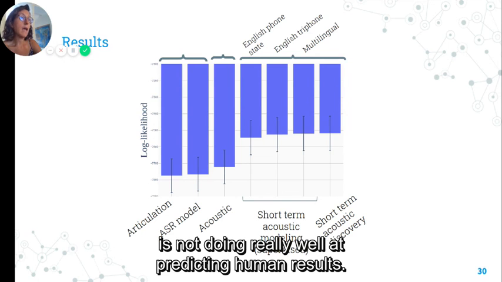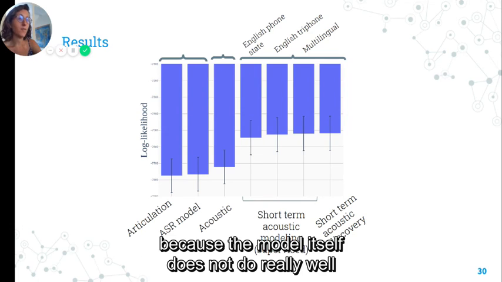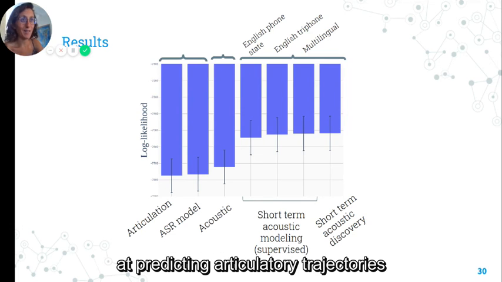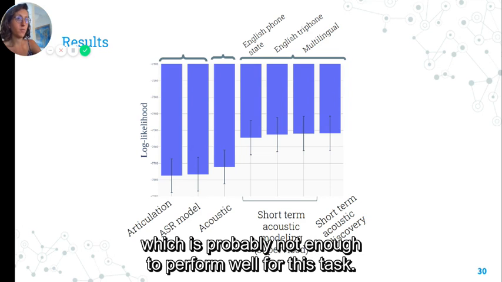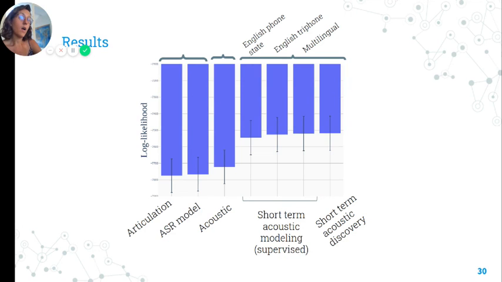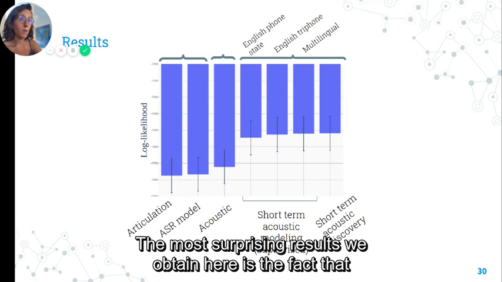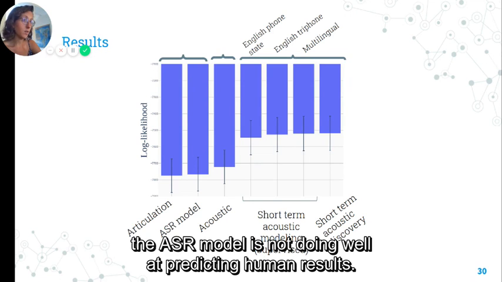Another thing we can notice is that the articulation model is not doing really well at predicting human results, and it's probably because the model itself does not predict articulatory trajectories well, because it's only trained on 5 hours of data, which is probably not enough to perform well for this task. The most surprising result we obtain here is the fact that the ASR model is not doing well at predicting human results.